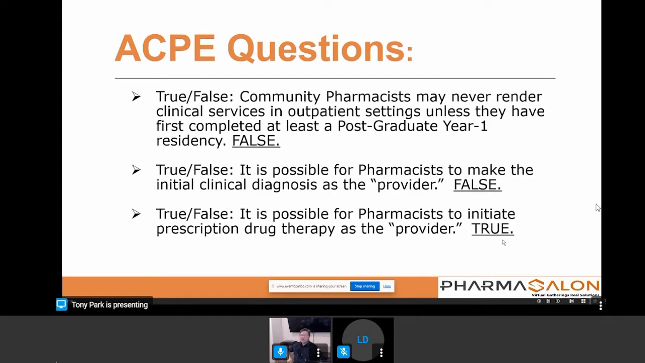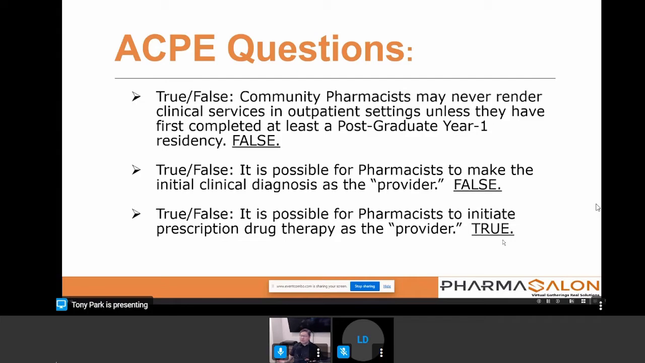And lastly, true, false. It is possible for pharmacists to initiate prescription drug therapy as a provider. Yes, it is true. Now, within California, there is a so-called advanced practice pharmacist, a newly created licensure in addition to the regular pharmacist RPH that's typically seen in California. This advanced practice pharmacist allows, for the first time, a blowing open of the doors for pharmacists in an outpatient setting to do the things that, quite frankly, pharmacists have for some time already been allowed to do in an inpatient setting.